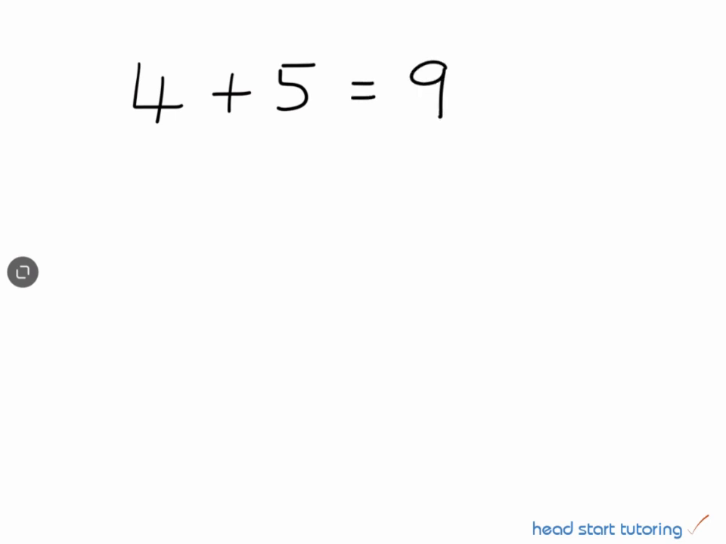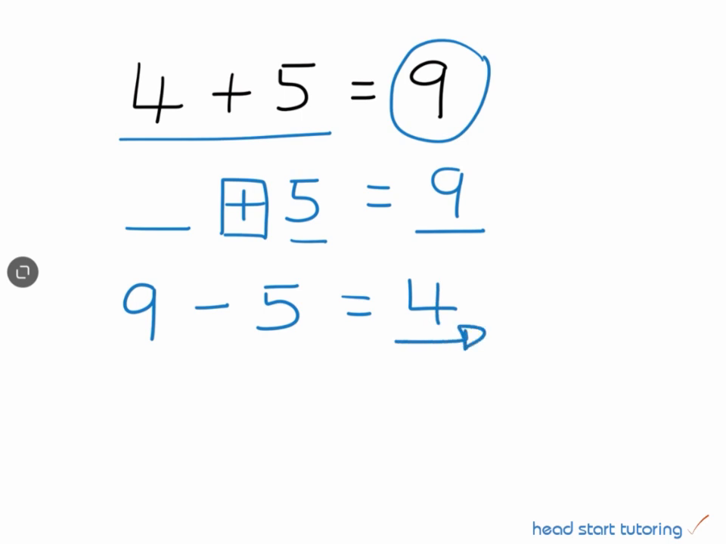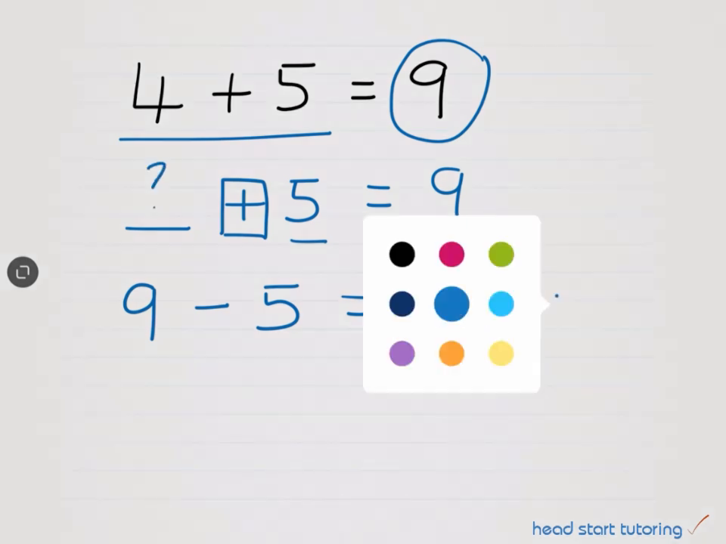We are going to have a look at addition and subtraction as inverse operations. We know that 4 plus 5 gives us an answer of 9. Now, if we weren't sure what we needed to add to 5 to get an answer of 9, we need to use our understanding of inverse operations to use our answer, which is 9, and because we were adding, we would now do the opposite. We would minus our 5 in order to see what this question mark would be.